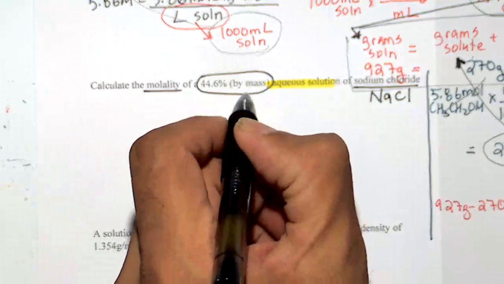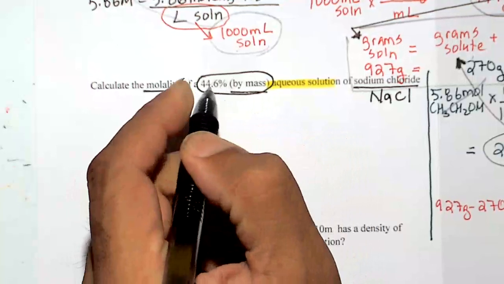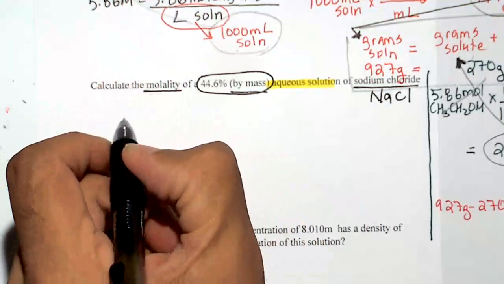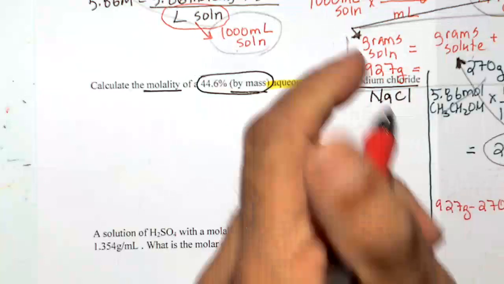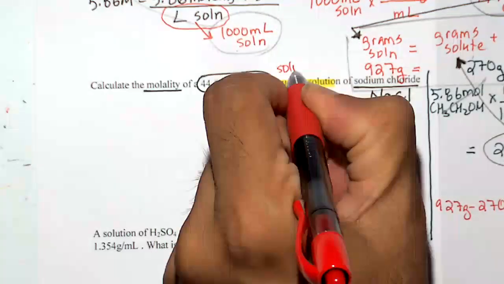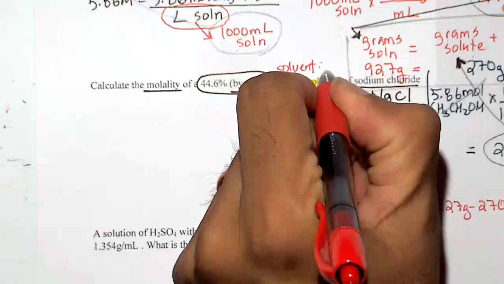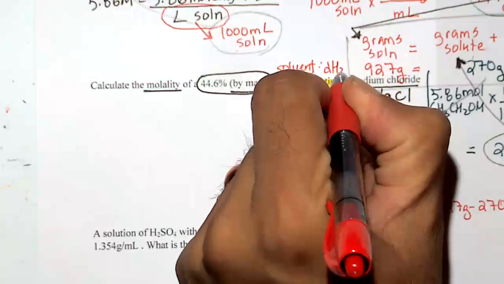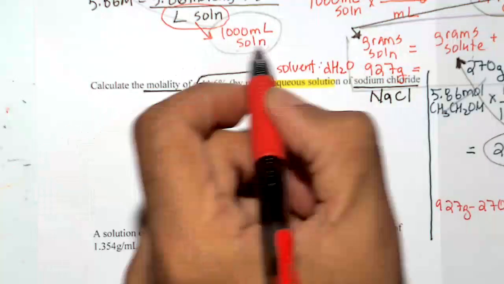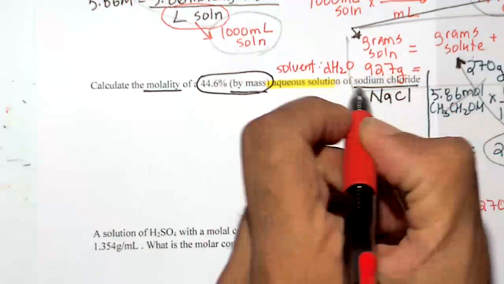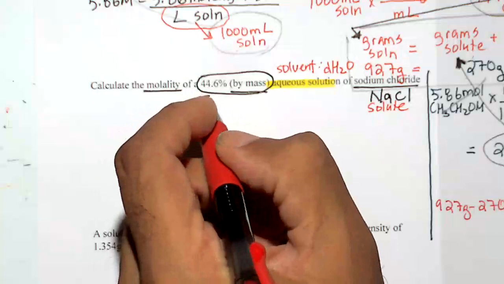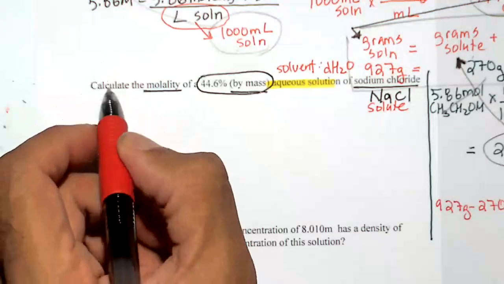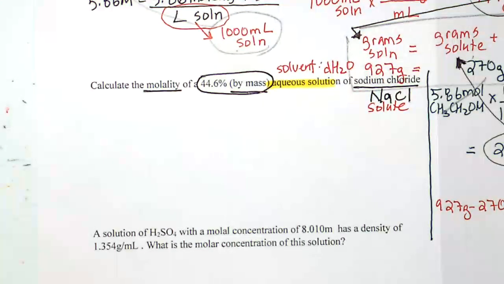Right, so 44.6% by mass. This means, first of all, what's our solvent and what's our solute? Water, usually distilled water, is our solvent. And what's our solute? This will be our solute, NaCl. So 44.6% by mass basically means this.